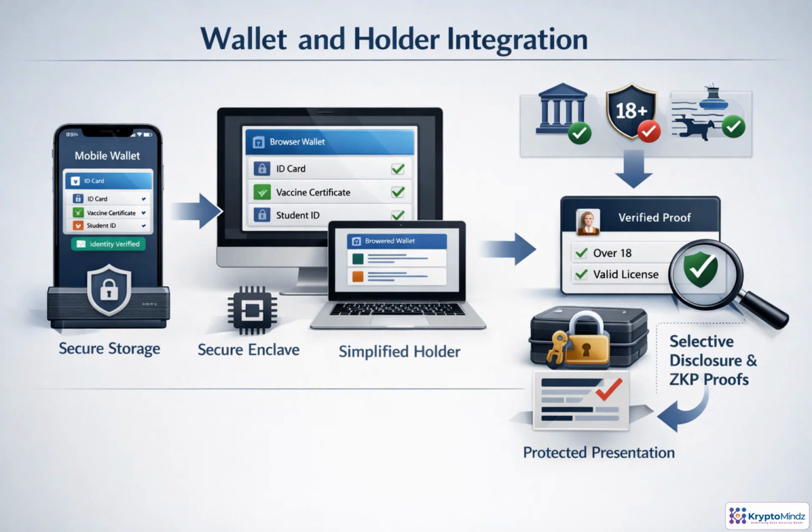For the holder experience, the goal is trust and control. A demo might use a browser wallet or simple holder service with clear caveats about backend storage. In production, use encrypted local storage, secure enclave patterns, and strong key protection. Users should be able to see what they hold and what they are about to share. Whenever possible, generate selective disclosure or ZKP proofs instead of sending raw credentials, so verification reveals only what is required.